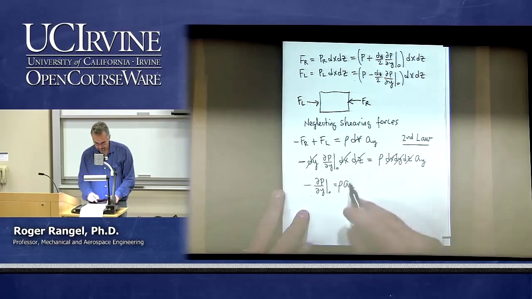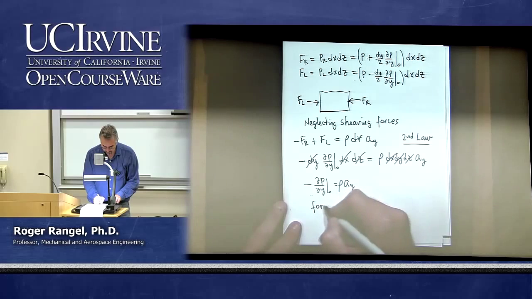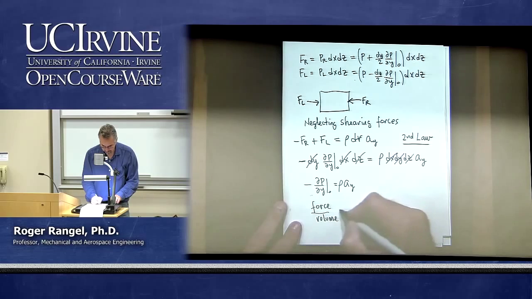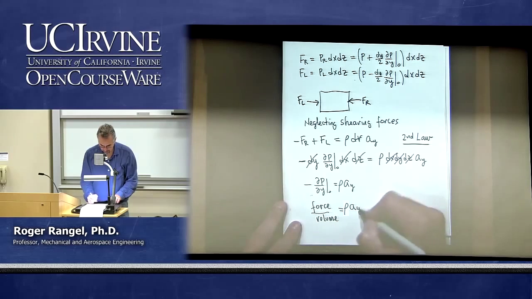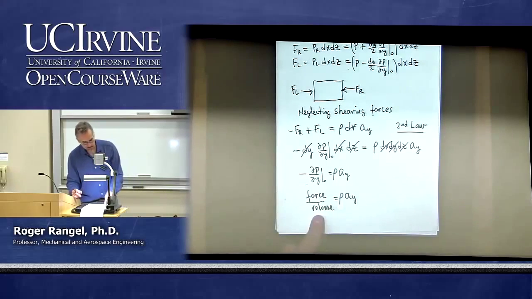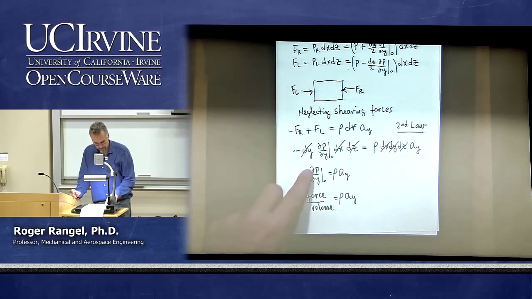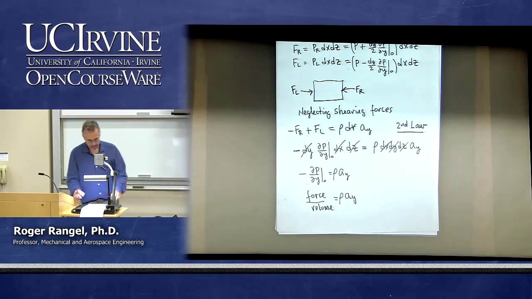Once I divide by the volume, really what I have on the left-hand side is a force per unit volume equal to A sub y. So we conclude that the force per unit volume in the y direction is simply negative of the gradient of the pressure in the y direction.